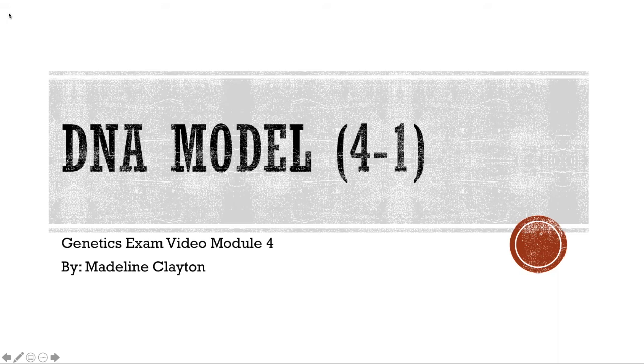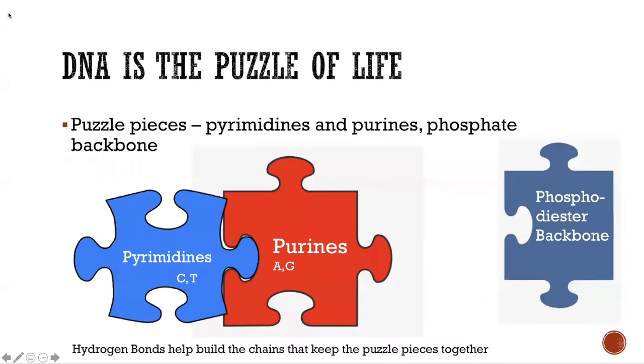Today we will be talking about the DNA model. So DNA is truly the puzzle of life. In each DNA, there are pyrimidines and purines present. These are the bases we know of as A, G and C, T. So the purines are A, G, you can remember that because the silver is pure, and the pyrimidines are C, T.